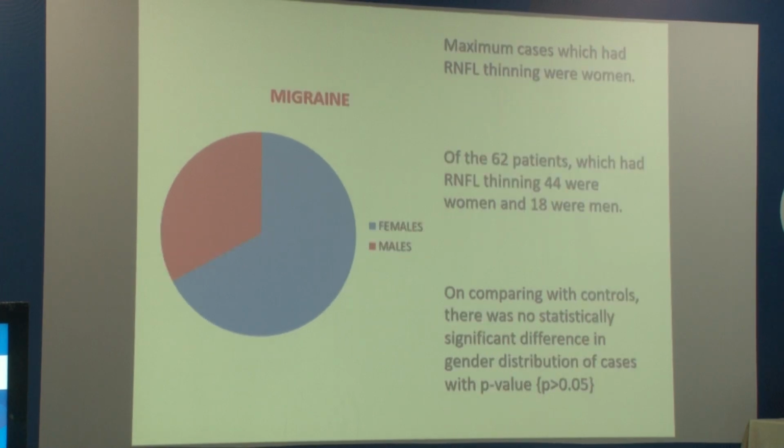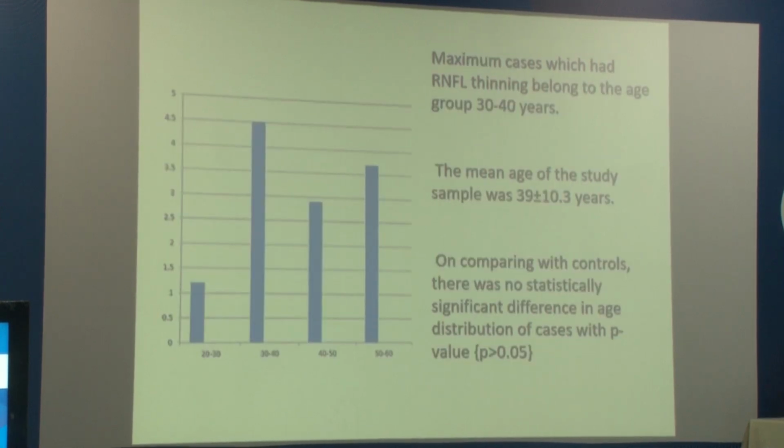Maximum cases which had RNFL thinning were women. Of the 62 patients which had RNFL thinning, 44 were women and 18 were men. On comparing with controls, there was no statistically significant difference. Maximum cases which had RNFL thinning belonged to the age group of 30 to 40 years. The mean age of the study sample was 39 plus minus 10.3 years. On comparing with controls, there was no statistically significant difference.